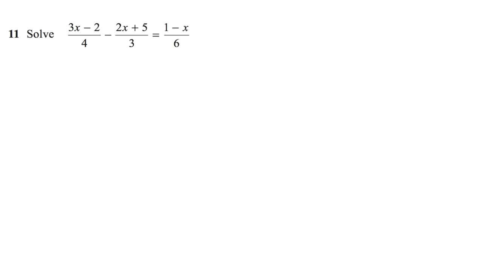Hi, and welcome to Math Together. In this lesson, I'll be focusing on question 11. It says, solve (3x minus 2) over 4 minus (2x plus 5) over 3 equals (1 minus x) over 6. When we add or subtract fractions, we must ensure that there is a common denominator. To find the common denominator between 4 and 3, we're going to list out the multiples of 4 and 3 and find the lowest common multiple.